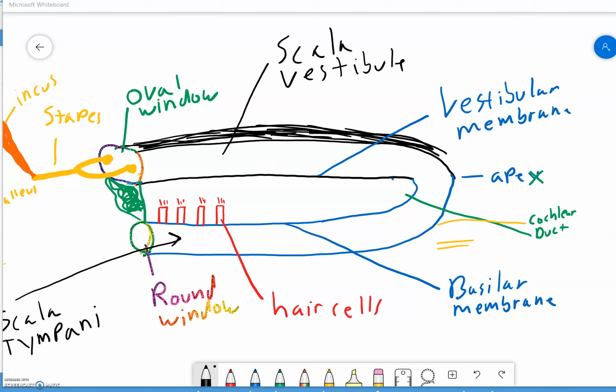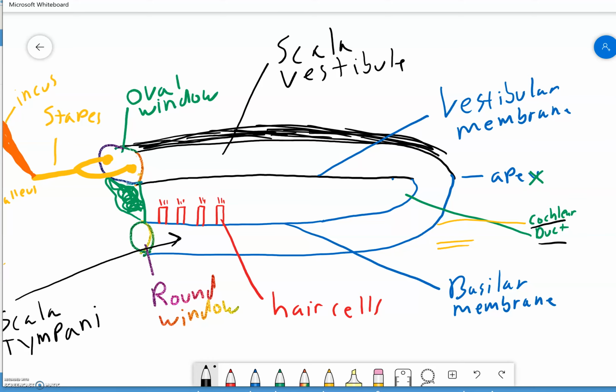The oval window is attached to this snail-like structure called the cochlea, and it's actually two tubes. You have this big continuous tube forming a second tube in the middle of it. Now this middle tube is the cochlear duct, and that's where these hair cells, which are the organs of hearing, are actually located, or the receptors of hearing. Now, the top border is called the vestibular membrane, and the bottom border is the basilar membrane.